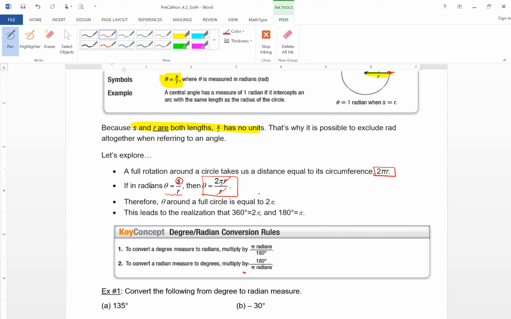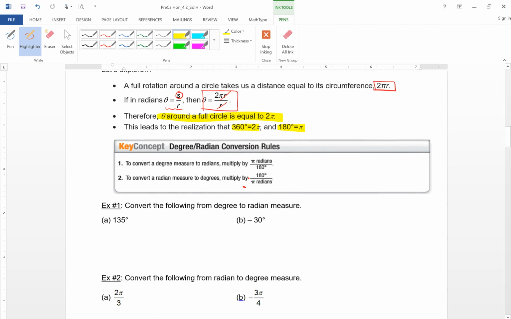Therefore, theta around a full circle is 2 pi. This leads to the realization that 360 is 2 pi. That means 180 is pi. That means 90 is pi over 2. That means 30 is pi over 6, and so on and so forth. And that's where it comes from. And this is how we can convert.